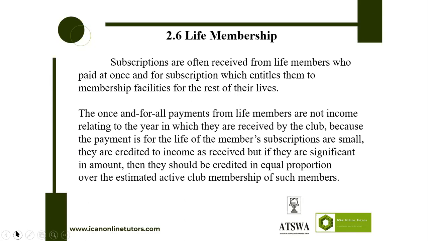So, life membership. Now, membership dues are usually paid, like we said, in advance. It will be paid yearly. Some persons can pay for 5 years, while some can have the subscription paid once and it's for their entire lifetime. So this one also is payment in advance. For example, they paid 1 million, and this 1 million is to serve for, let's say, 50 years. So we would decide to divide this 1 million by 50, and then apportion it in equal proportion over the estimated membership life of such members.